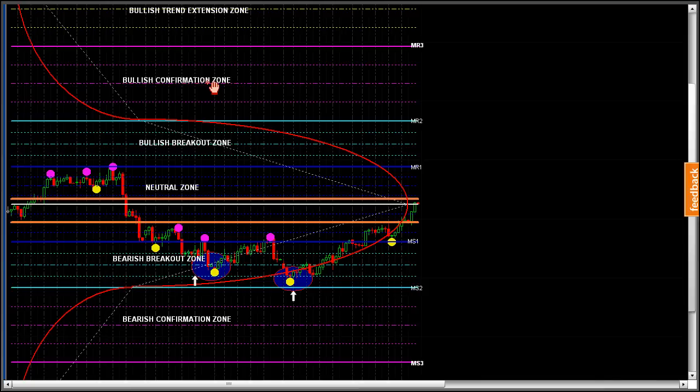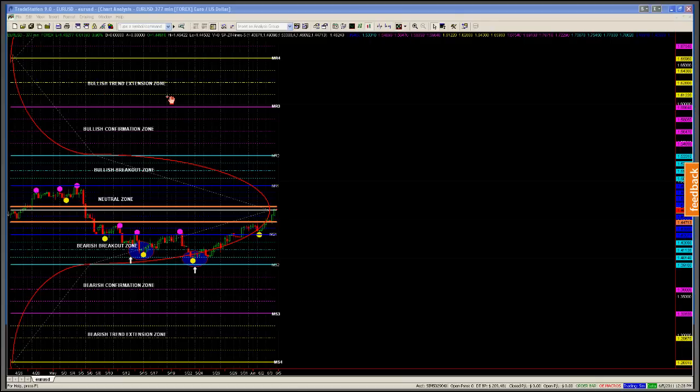We use that zone to determine if the market's going to establish a trend or not. MS2 to MS3 is the bearish confirmation zone. Again, we're using these zones to determine if the market is going to establish a trend. MR3 to MR4 is the bullish trend extension zone. We use this zone to determine if the market can extend the already established trend. And then MS3 to MS4 is the bearish trend extension zone. Again, we're looking to see if the market can extend an already established downtrend.